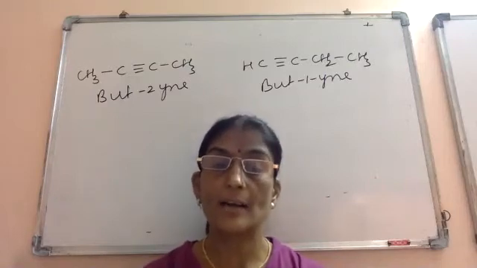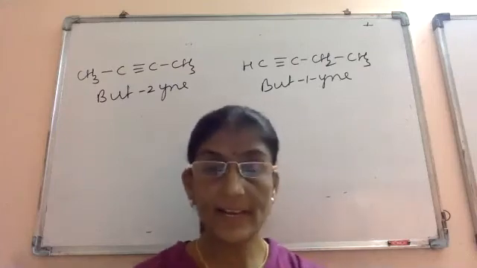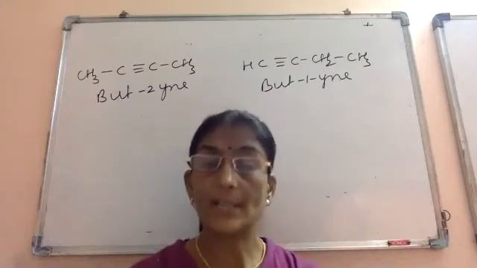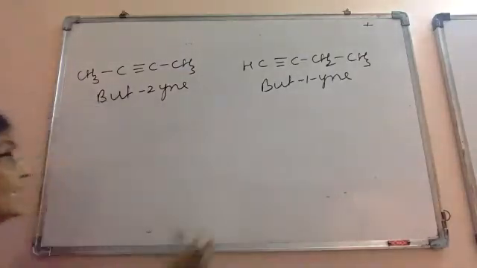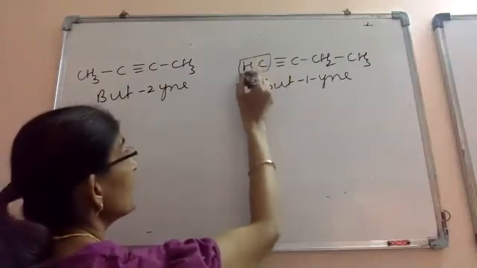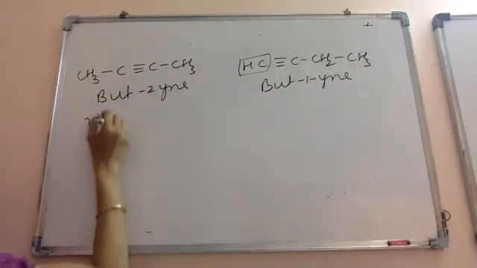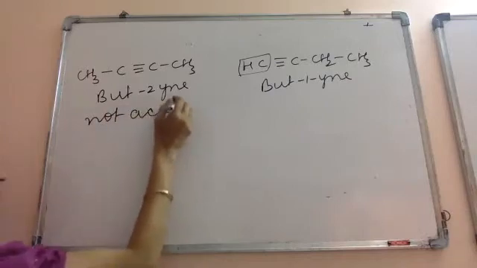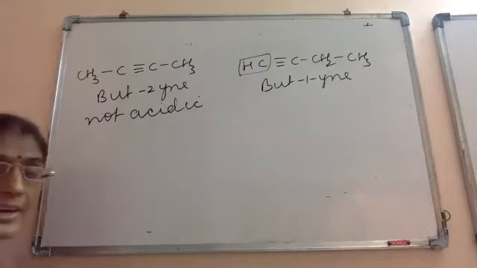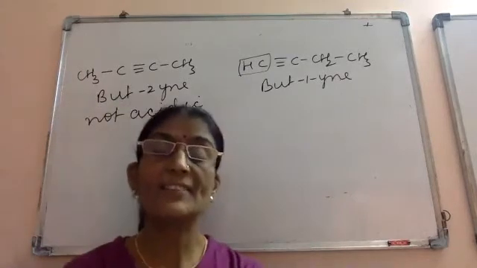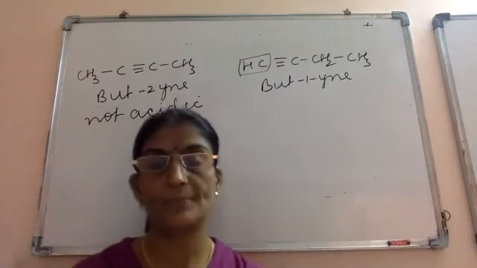Which hydrogens are replaceable hydrogens? Which hydrogens are acidic in nature? The hydrogens that are connected to the triple bonded carbon. Only this hydrogen is replaceable, not these two, or not this. So this is not acidic, because it won't have acidic hydrogen. So but-1-yne, when treated with sodium, gives hydrogen gas, but but-2-yne when treated, it won't.